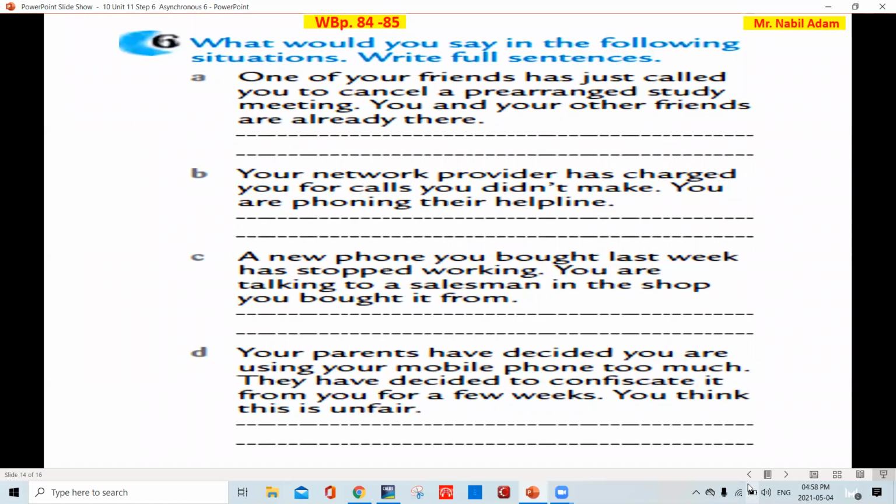Okay. Exercise number 6 here. These are language functions. What would you say in the following situations?